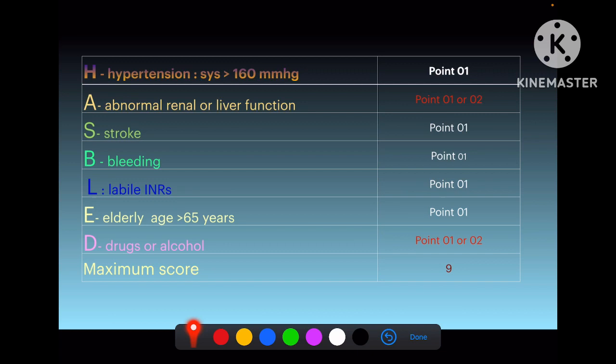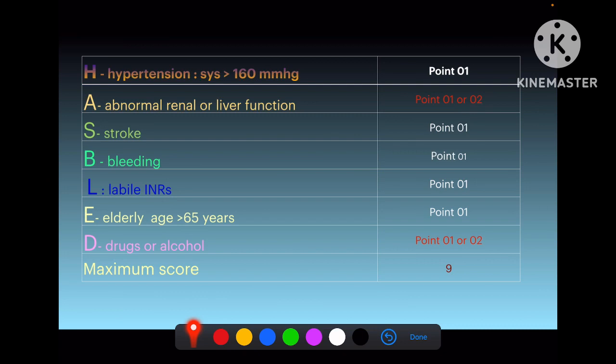A stands for abnormal renal or abnormal liver function. Here you have to remember this A stands for abnormal renal or abnormal liver function. If your patient has only an abnormal renal issue, then you can give 1 point. If your patient has only an abnormal liver function problem, then you have to give 1 point. If your patient has both abnormal renal and liver function, then you have to give 2 points in this particular component.